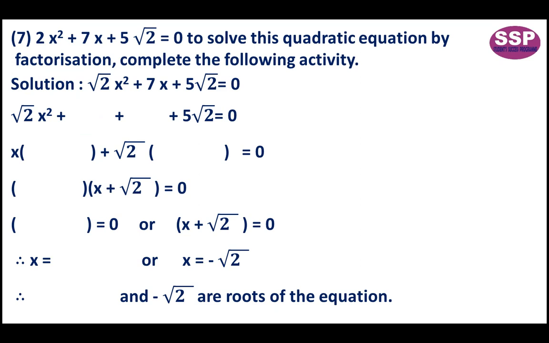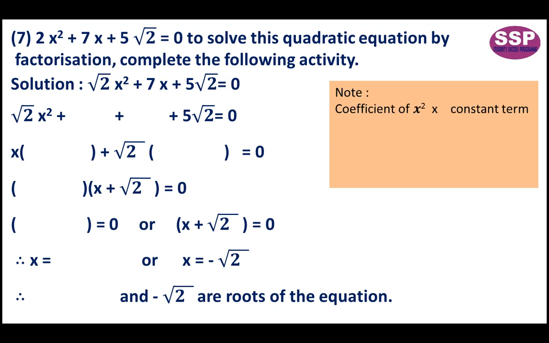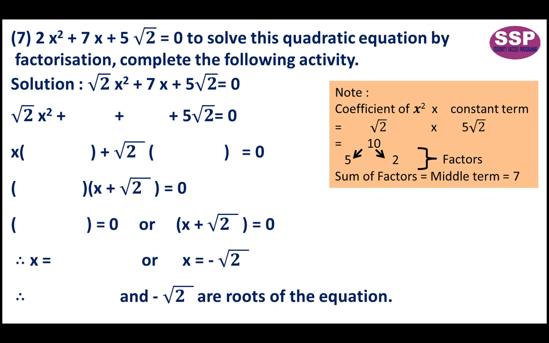For the next step, we consider the product of the coefficient of x² and the constant term, that is √2 × 5√2, which gives √2 × √2 = 2, so 2 × 5 = 10. Now the factors of 10 are 5 and 2, and the sum of these factors is equal to the middle term, that is 7. So we use 5 and 2 in the next step. Therefore the second step will be √2x² + 5x + 2x + 5√2 = 0.